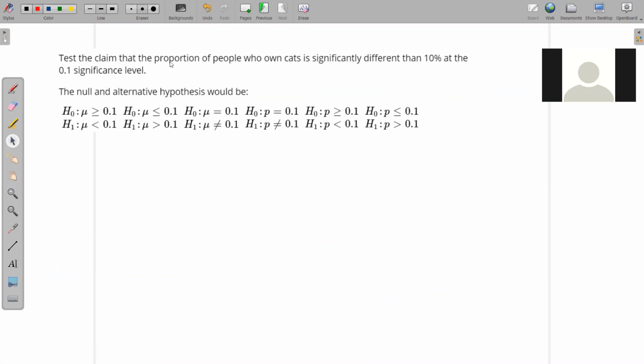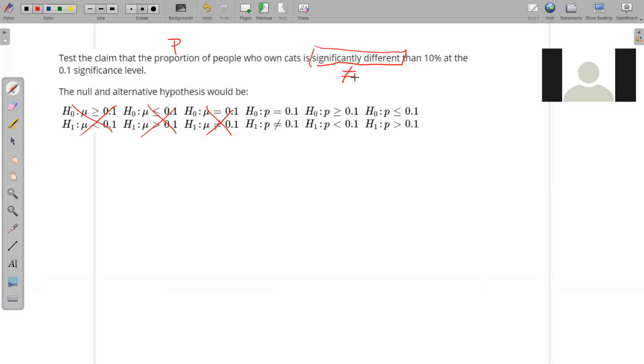All right, so test the claim that a proportion. Okay, so right away, I'm on a piece of paper saying, oh, proportion. So that means I've got a P, not a mu. So any of these that are mu's are not relevant to this problem. Significantly different, that's not more than, that's not less than, that's just different, not equal. So that's a not equal.